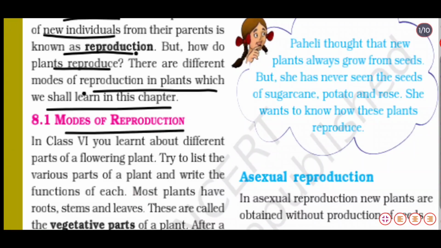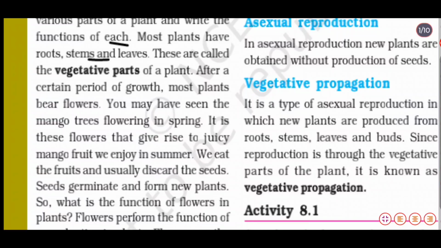Modes of reproduction. In class 6, you have learned about different parts of flowering plants. Try to list the various parts of the plants and write the function of each. Most plants have root, stem, and leaves. These are called the vegetative parts of the plant. After a certain period of growth, most plants bear flowers. You may have seen the mango tree flowering in spring. It is these flowers that give rise to the juicy mango fruits we enjoy in summer.